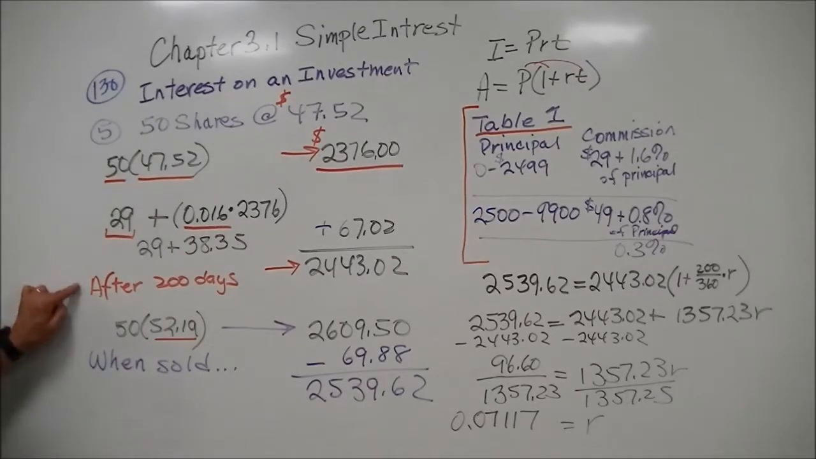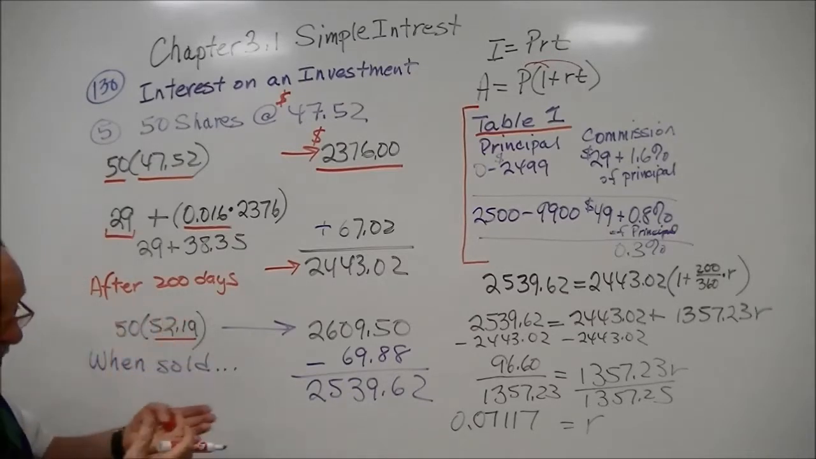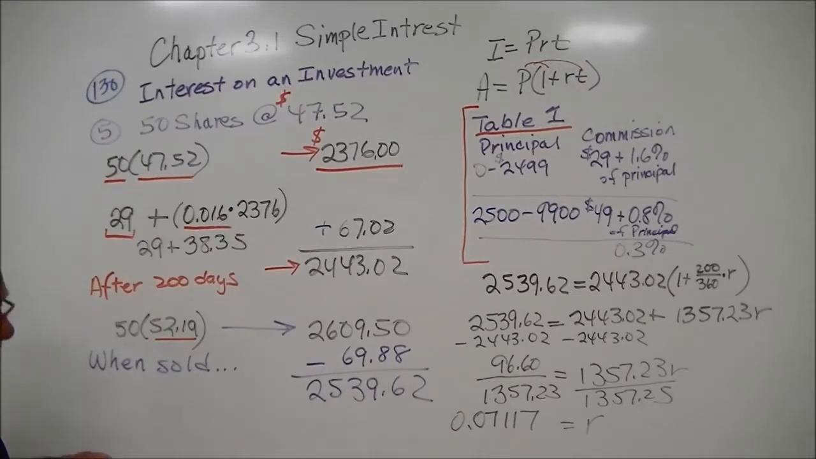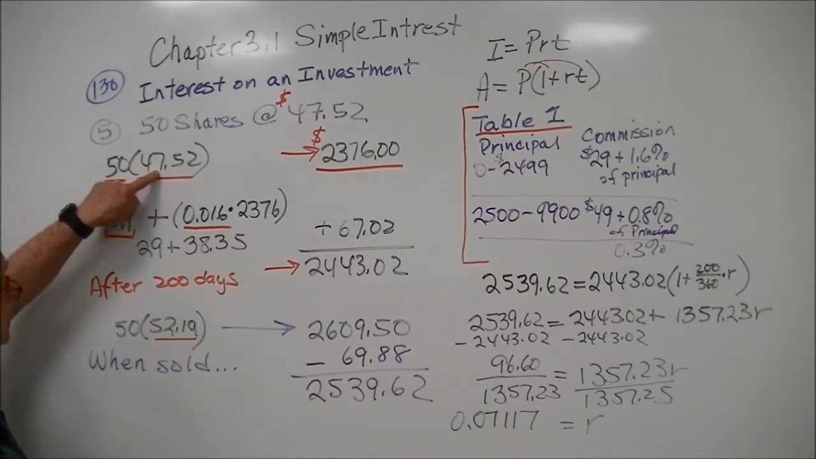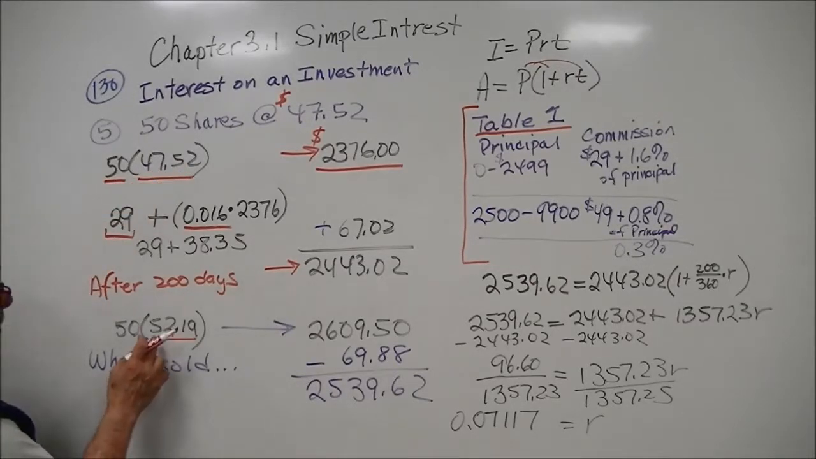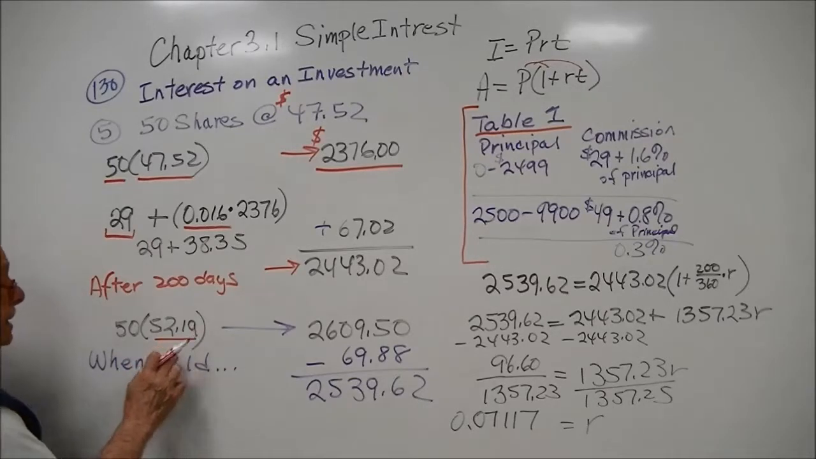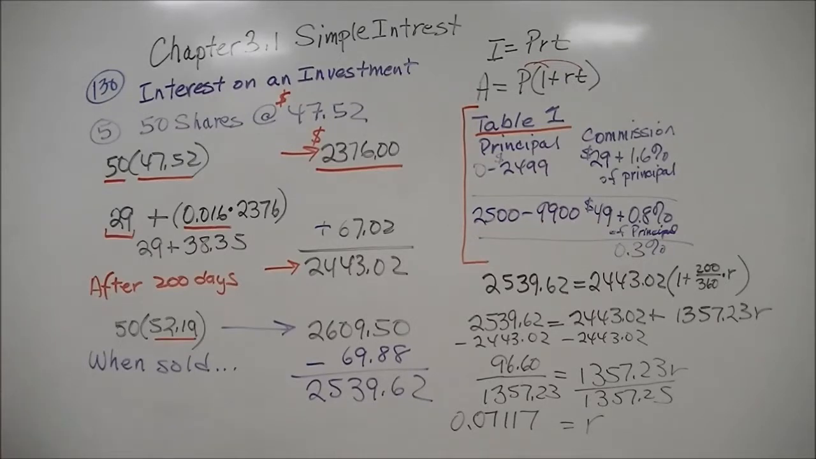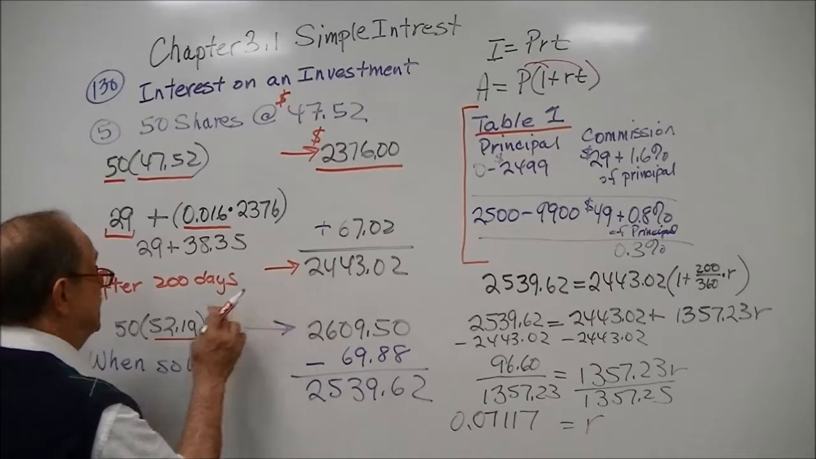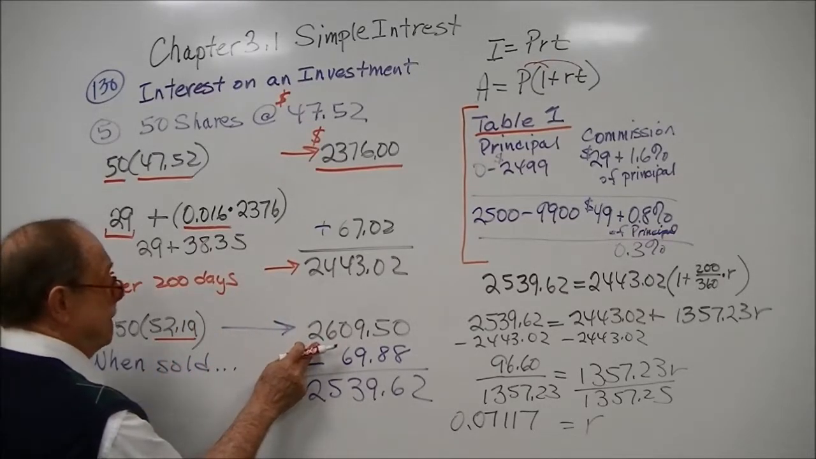Now, after 200 days, you decide you're going to sell this stock. And you look in the paper, the Wall Street Journal and others, Financial Times, and you find that the price of the stock has gone from $47.52 to $52.19. The price of stock has gone up. So you tell your broker, sell. So he sells it for this particular price right here.